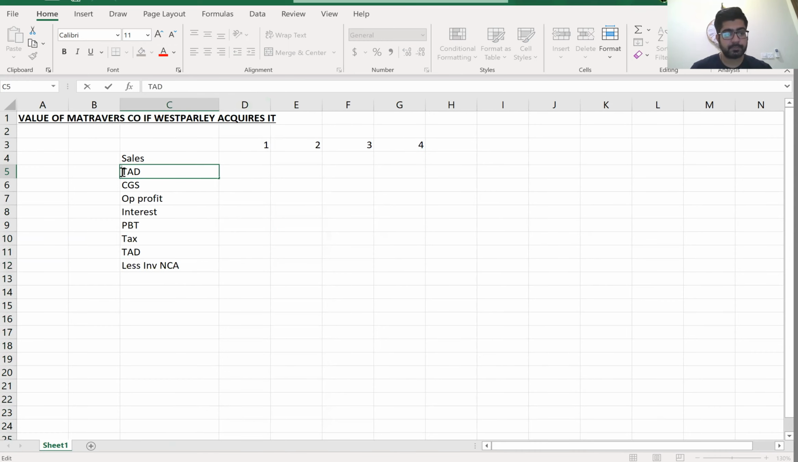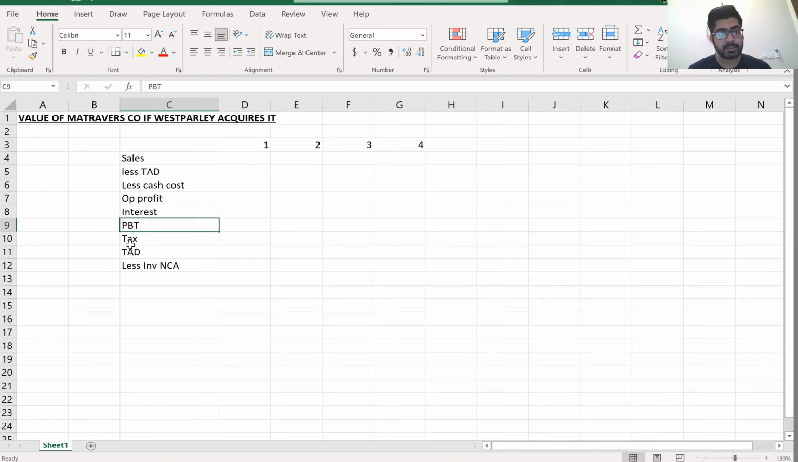Sales, less cash cost, sorry. Operating profit, interest, so we get PBT. Then we pay tax.